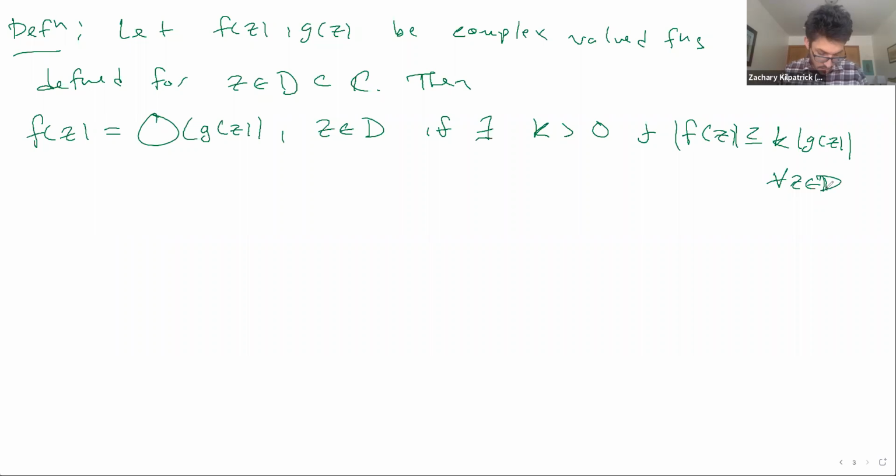This is gummed up. Okay. And we would say that f is big O of g in this case, big O notation. Okay.